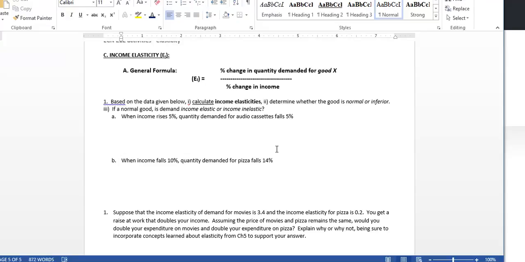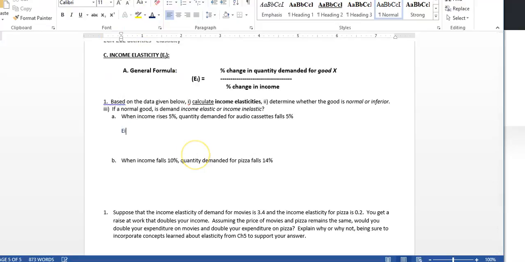All right, so here's our equation, income elasticity. We're taking the percent change in quantity demanded relative to the percent change in income. In all of these equations, percent change in quantity is always on top. Percent change in price, or here, percent change in income, is always on the bottom. So we're going to use this formula to do step 1, calculate income elasticity. Part A says, when income rises 5%, quantity demanded for audio cassettes falls 5%.